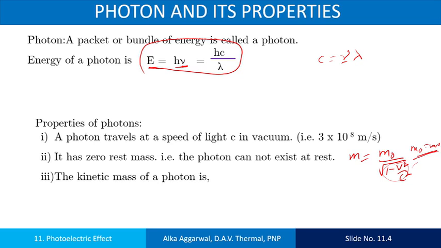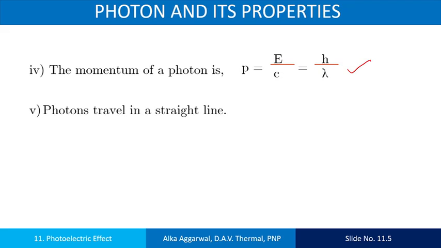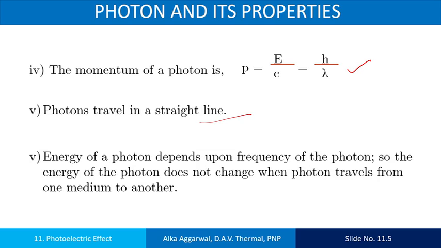The kinetic mass of the photon, that is, when the particle is in motion, is given by this relation, where c is the speed of light. The momentum of the photon is given by E upon c or h upon lambda. A photon travels in a straight line. The energy of the photon depends on the frequency of the light. As I already told you, E is equal to h nu. It depends on the frequency of light.